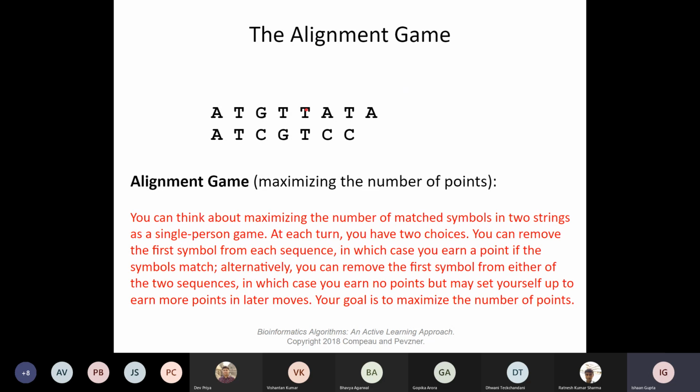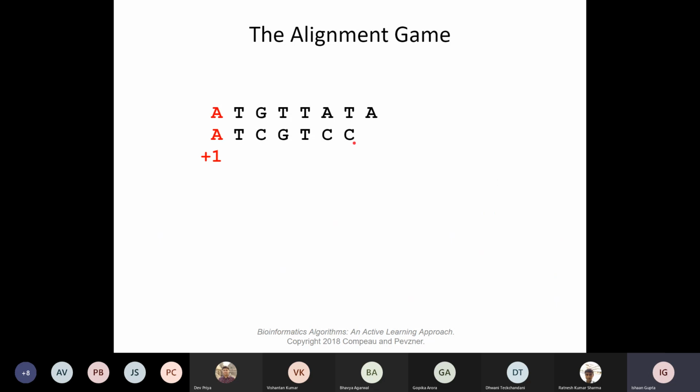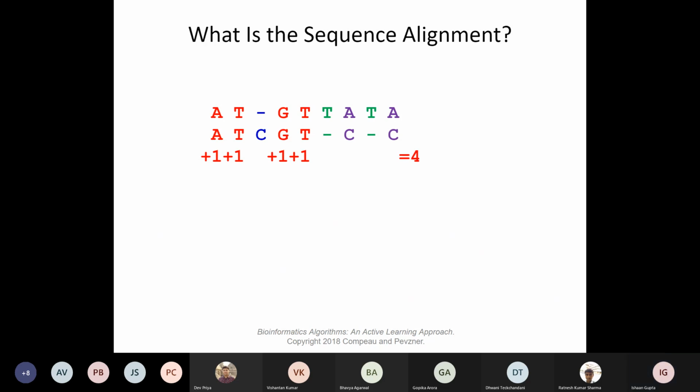Then similarly, when you start to look at TA and you have CC, whatever you do, left or right, nothing would happen, right? So let's start to do the alignment game. This is +1, this is +1. Now you have a mismatch, so you shift it, then you start to get a match. It's +1, +1. Now you can shift it, nothing happens. You have a mismatch, you can shift it again, nothing happens, right? So the total score that you get now is 4, right? So this is what is sequence alignment.